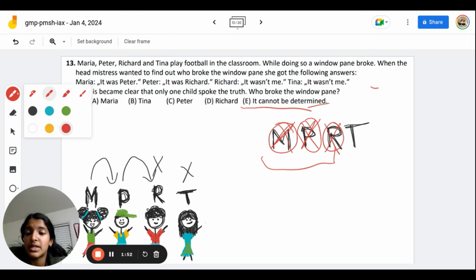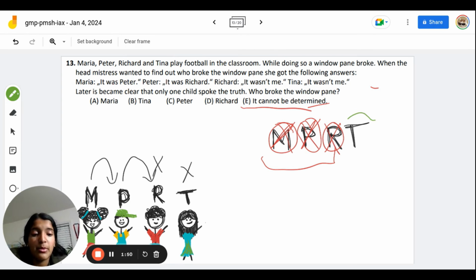So Richard would be the only one speaking the truth. That means that Tina is the only one that would be able to break the window if only one child said the truth. So the answer for this question is B, Tina.